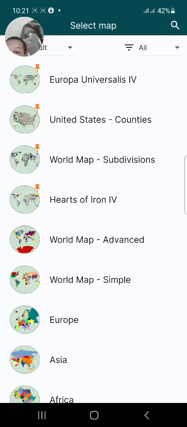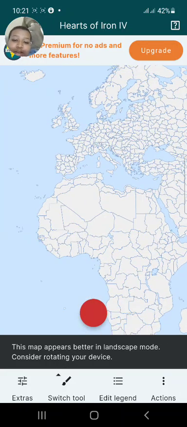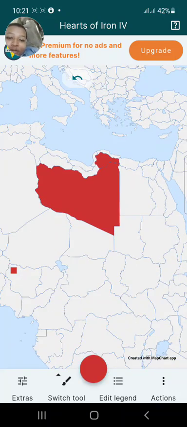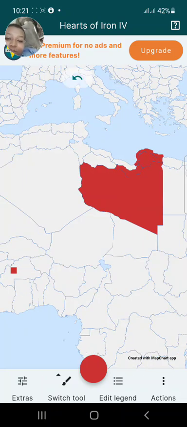So, what I'm saying, get map charts if you really like maps and like coloring maps, painting maps, forming your own empires from your imagination. Then what you really need is to get map charts.